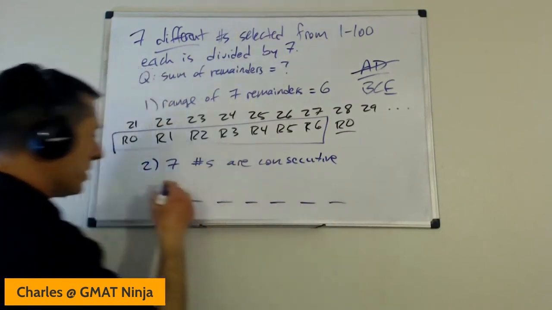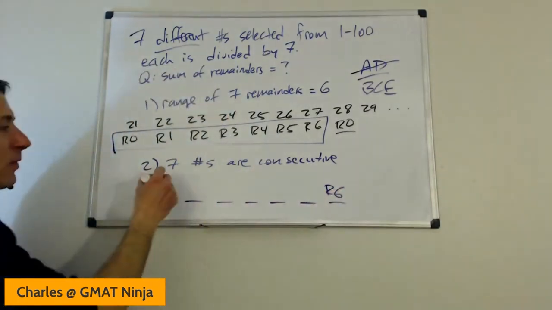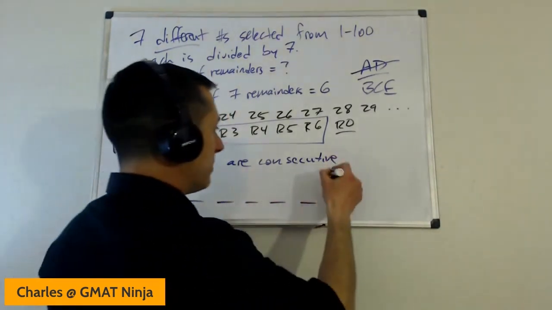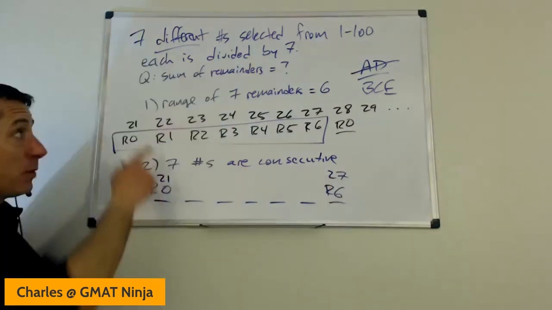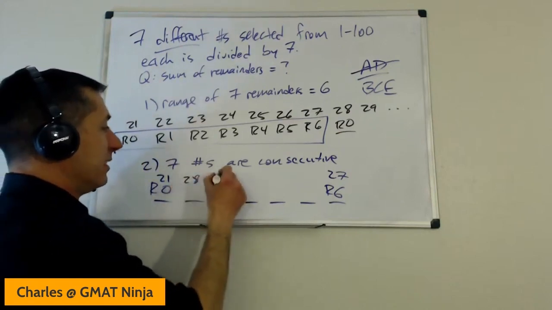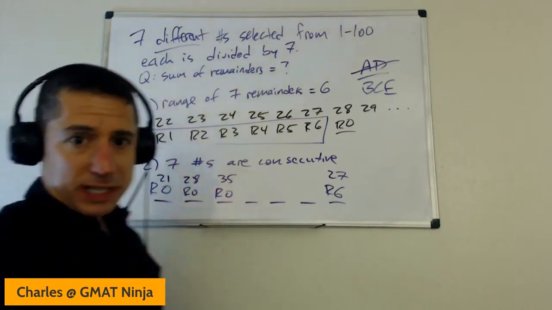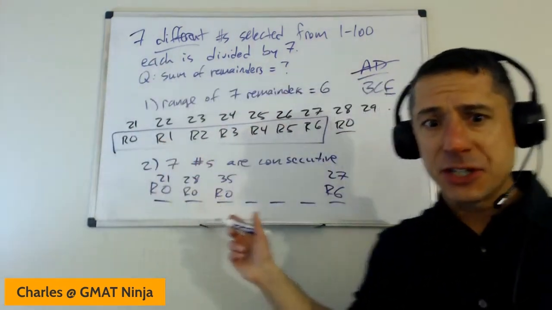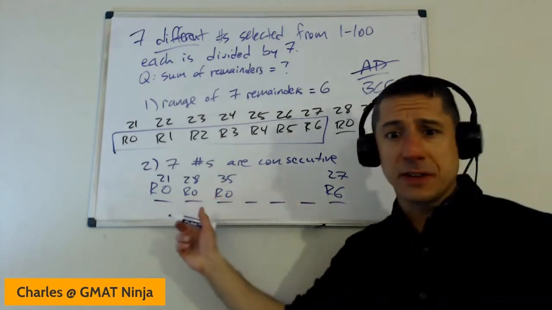Those 7 numbers, we know that one is a remainder of 0, one's a remainder of 6. So this could be, for example, 21, and this could be 27. But we could have a whole bunch of other numbers with a remainder of 0. Talking about statement 1 here still. So we could have 28, 35, remainder of 0 again. So that's why statement 1 is not sufficient, because it could be true that you have one of everything, but you could have a whole bunch of other stuff going on between there.